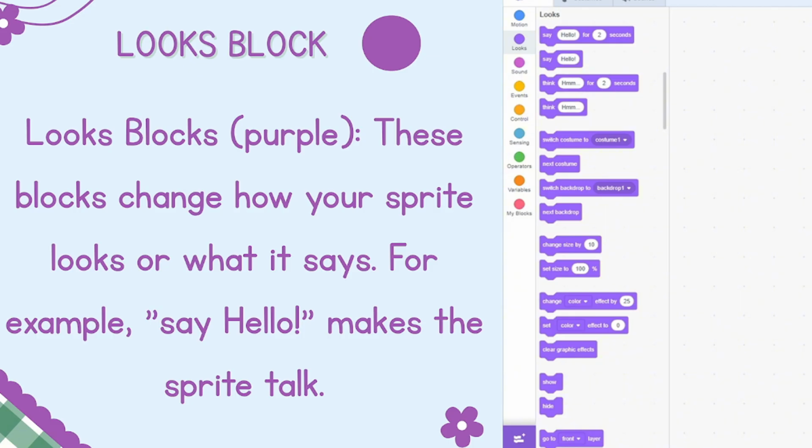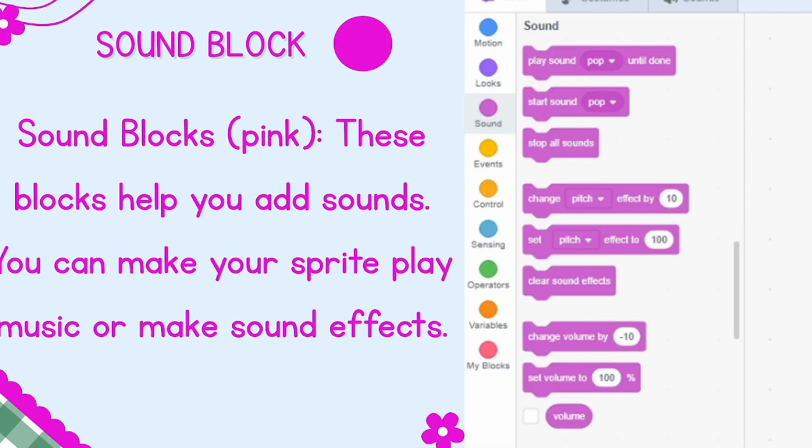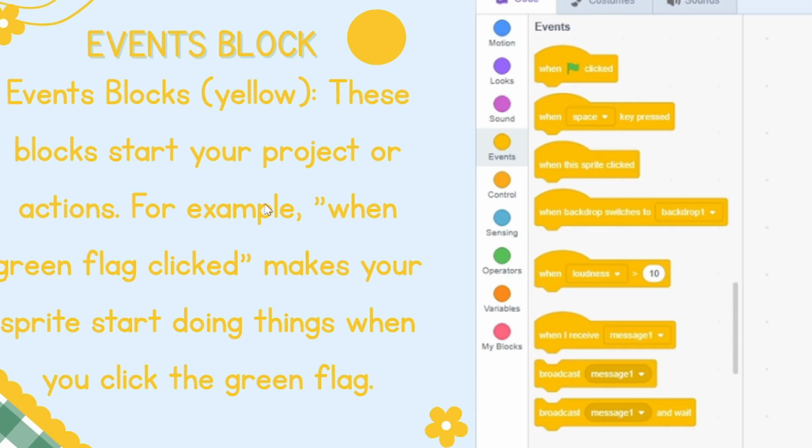Alright, the next one is the looks block, which is the purple color block palette. These blocks change how your sprite looks and what it says. For example, say hello makes the sprite talk. Next we have the sound blocks. The sound blocks are pink in color. These blocks help you add sounds. You can make your sprite play music or make sound effects.